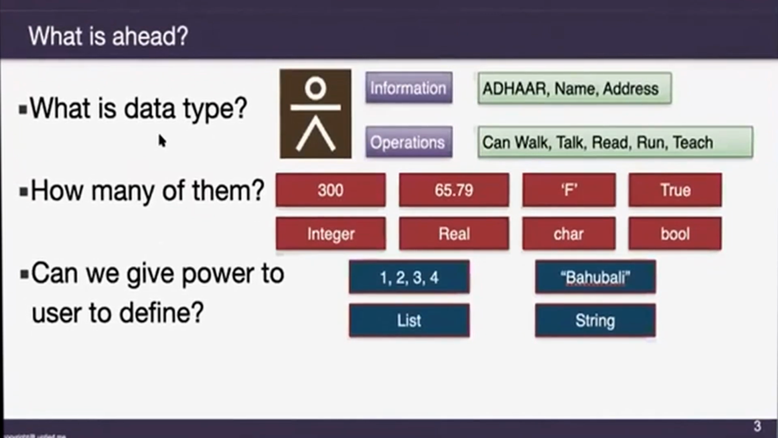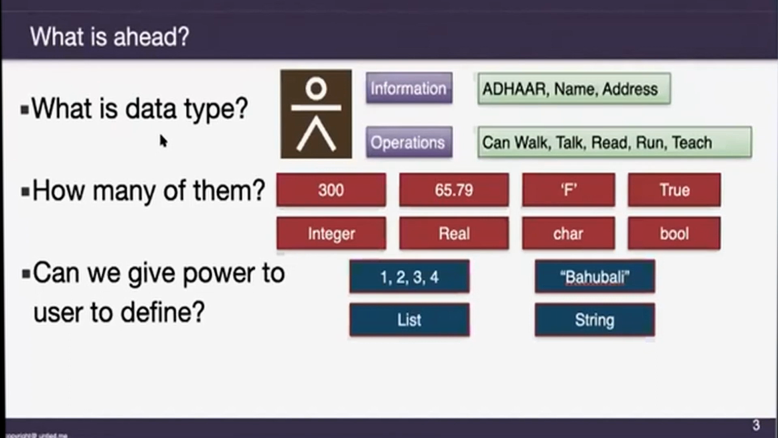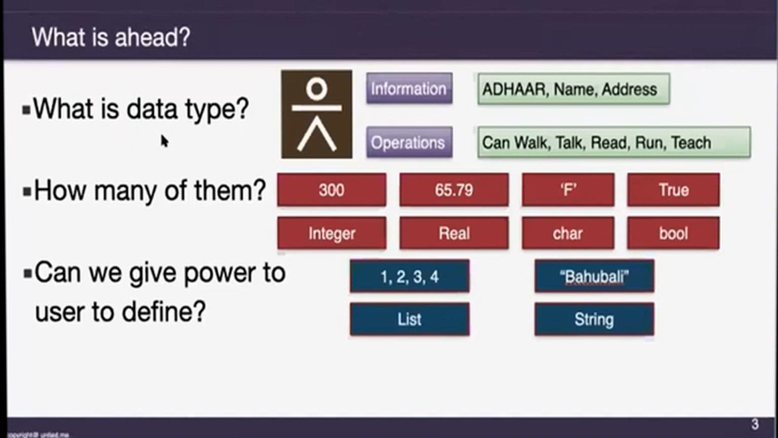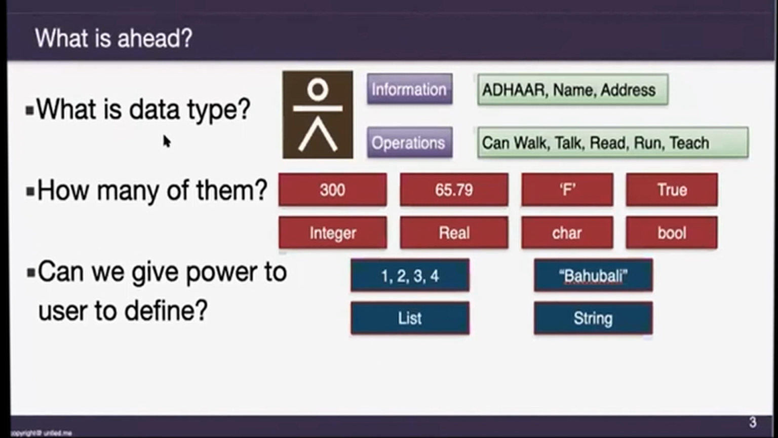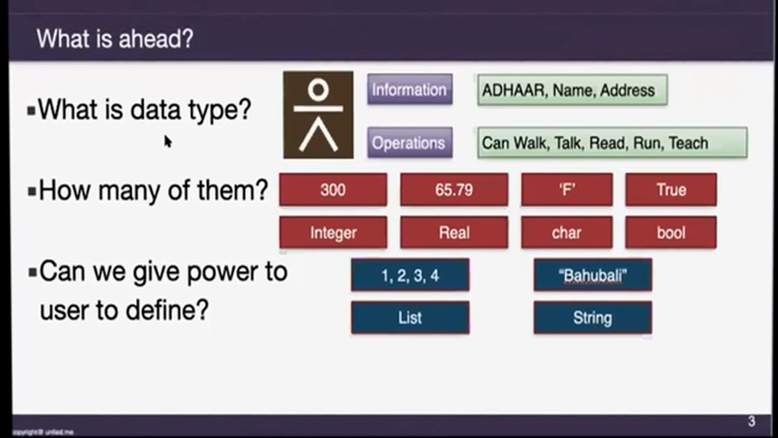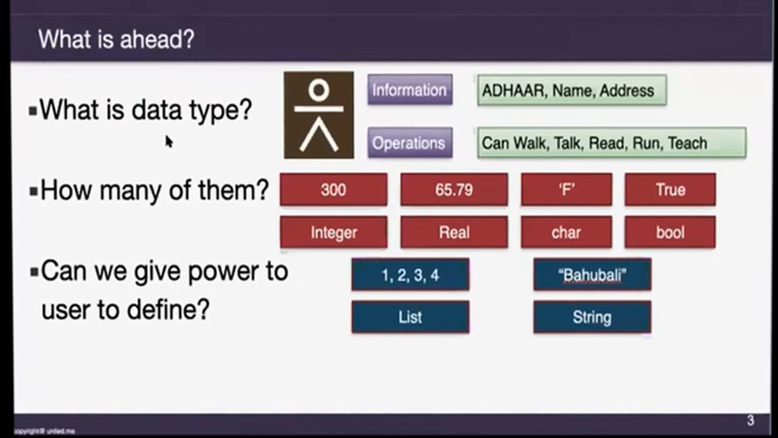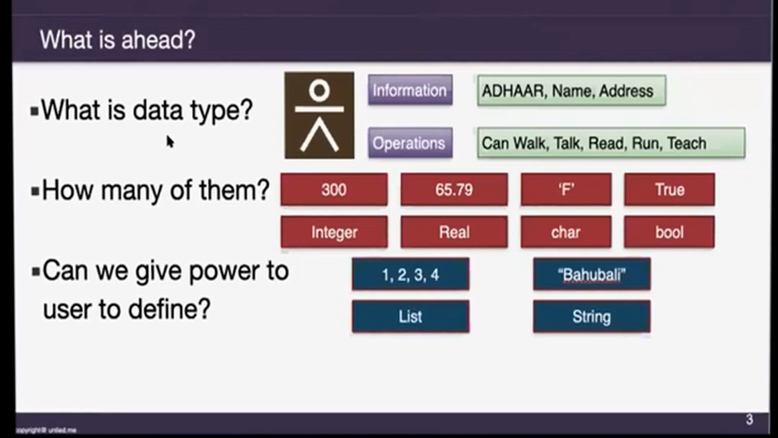For example, take somebody who is a citizen of India, any human being. How do you identify that human being? Because some information is associated with that human being, and you want to store that information. For example, it can be an Aadhaar number, a name or an address. This is the real-world information which you want to store. And there are operations also which that human being can perform. You identify those operations and write a program or instructions to perform them if you want to automate that activity. That human being can talk, walk, read, run, teach, like that.